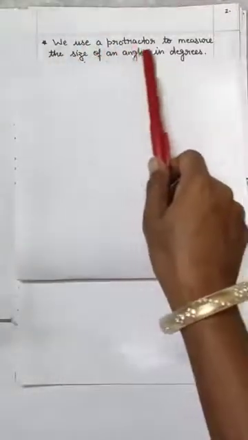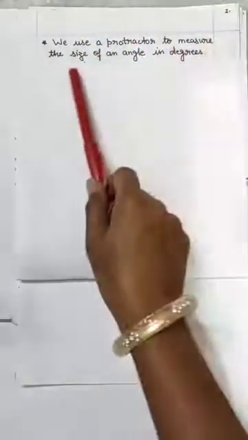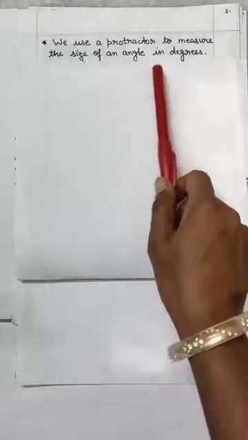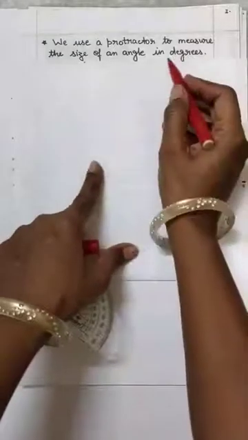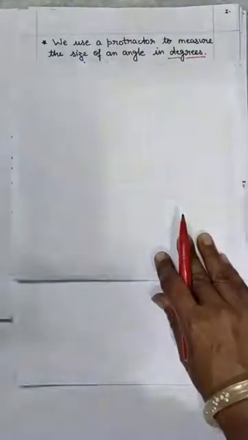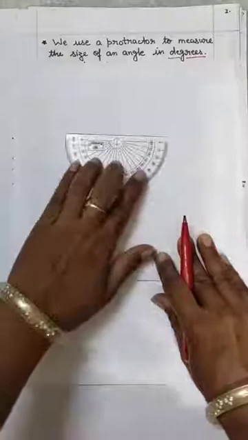Now next is how we measure an angle. We use a protractor to measure the size of an angle, and the unit to measure an angle is degree. We measure angle in degrees. This is the unit of the angle. And how do we measure an angle with the help of a protractor? This is the protractor I have told you.